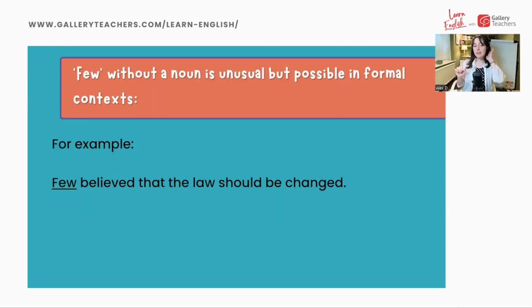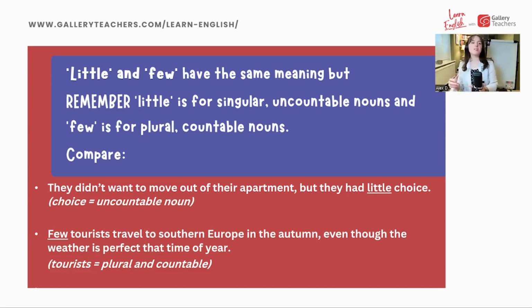Another example. So again, few without a noun is unusual, but possible in formal contexts, a bit like little. For example, few believed that the law should be changed. So with the noun, it would be people. Few people believed, okay, or few citizens believed. But here, formal to remove the noun and just have few. Few believed. Now we can do a bit more comparison between little and few. So little and few have the same meaning, but remember, little is for singular uncountable nouns and few is for plural countable nouns. Please compare.